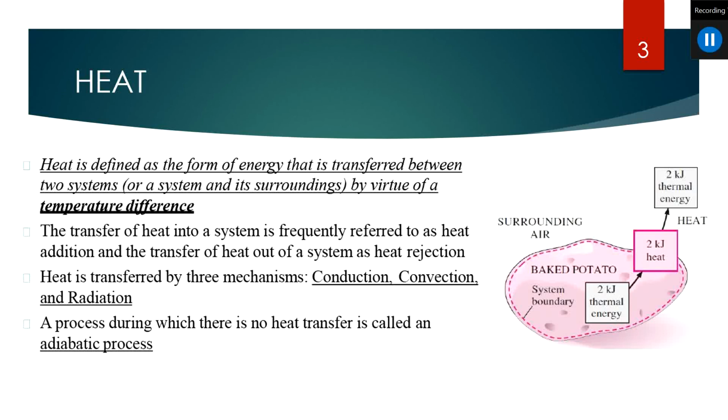And heat is transferred from a system to its surroundings in 3 ways: conduction, convection and radiation. A process during which there is no heat transfer is known as an adiabatic process.